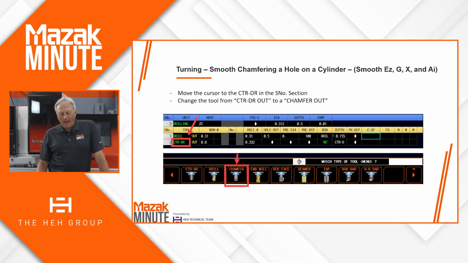Where I'd like to make a change is, if you look at the second sequence, you see how Mazak automatically comes out with a center drill, which again is going to give me a heavy spot on two sides and not a constant chamfer. But we're going to change that center drill out to a chamfer out. So you move your cursor to where it says center drill, and then I'm going to go down on the soft keys and choose chamfer.